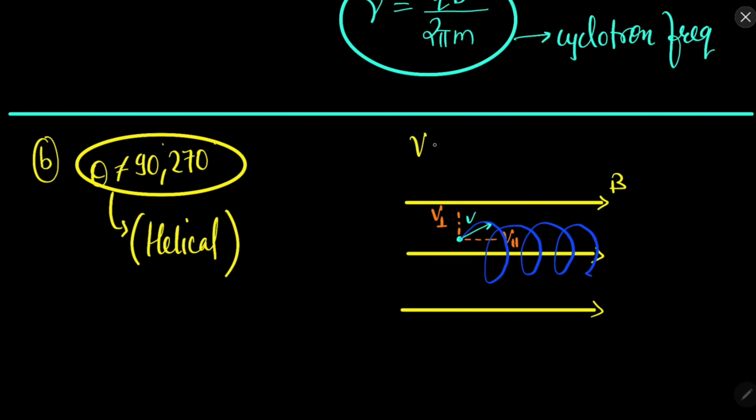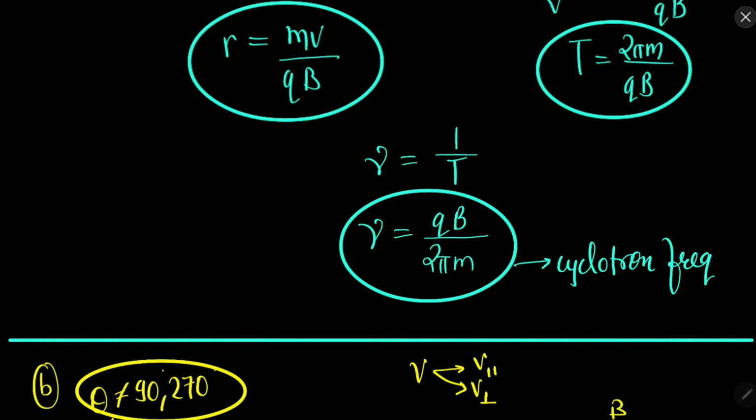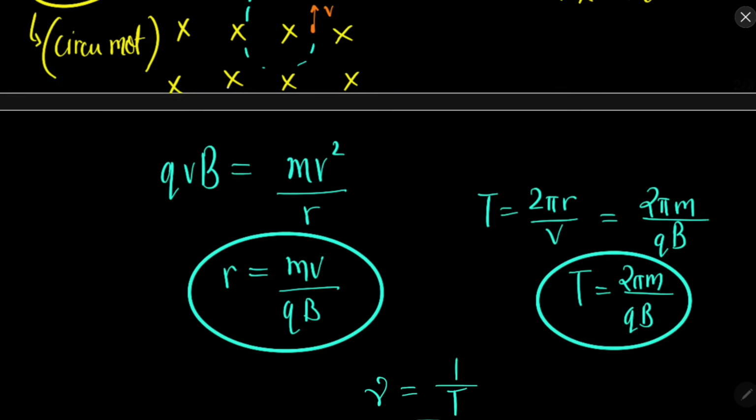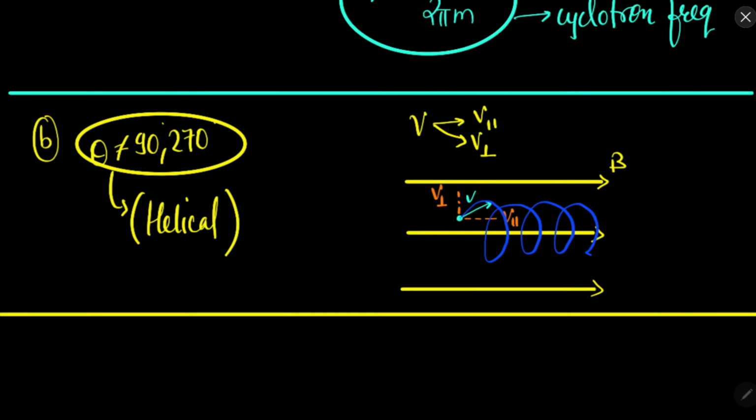Remember, velocity will be split into two components, parallel component and perpendicular component. On the parallel component no force of magnetism will be there, so for that it will move like this, and the perpendicular component will experience a circular motion. So circular motion and ahead, so it will be like a helix. So remember these two things. This is a very important thing, motion of a charged particle in a magnetic field.